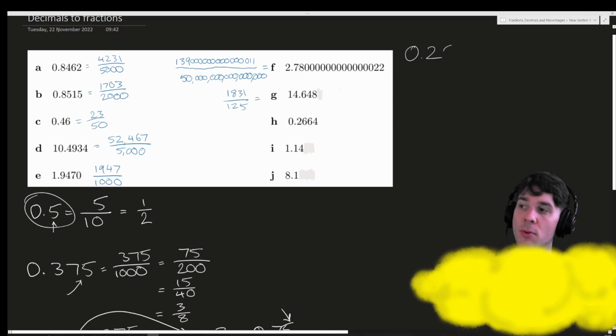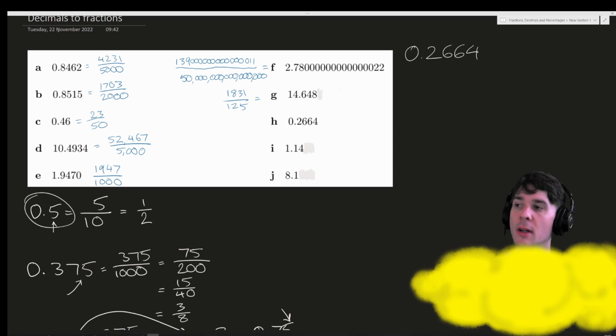In the number 0.2664, we have the 4 in the 10,000ths position. So this will become 2,664 10,000ths. All right, let's simplify our fraction.